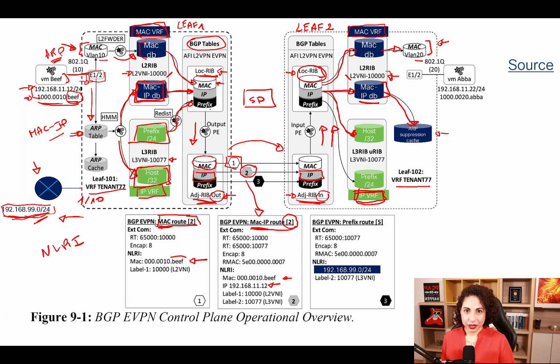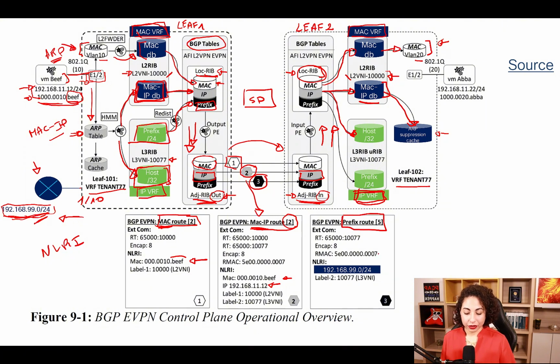So same logic as for the previous NLRI propagations. It will be installed into the local RIB for BGP. From there, you got it, it will go to the adjacency RIB out. From the adjacency RIB out, our beloved leaf1 will generate an update. This time, it's no longer a route type 2 update. It is a route type 5 update.